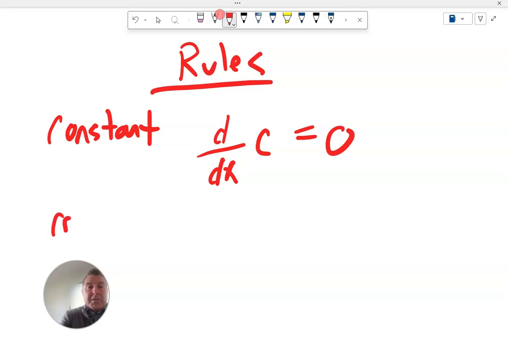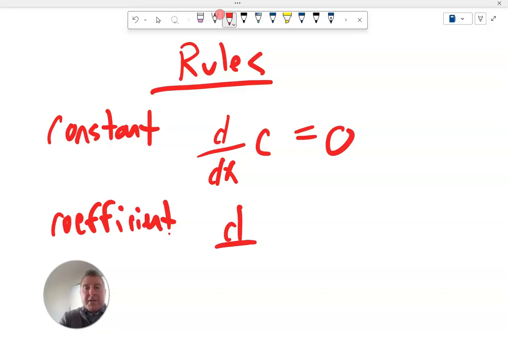We also have a coefficient rule. Now, a coefficient is different than a constant. And the coefficient rule says, hey, if I'm going to differentiate with respect to x, and for us, we'll differentiate with respect to x for a while, not all the time, but at first, some multiple of a function. So c now is being multiplied by another function. Like the constant above, it's a number, but now it's a coefficient because it's being multiplied by another function.